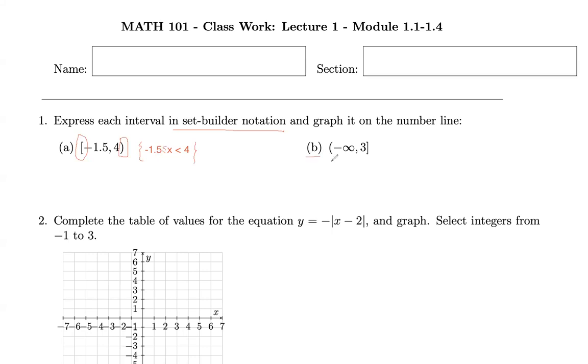For B, it's very similar. You see this is an open parenthesis, so it's just less than. You would write negative infinity less than X. Then because this is a bracket, you write less than or equal to 3.